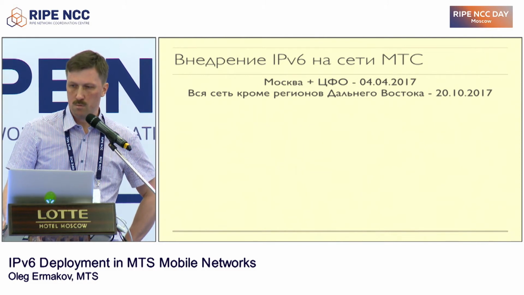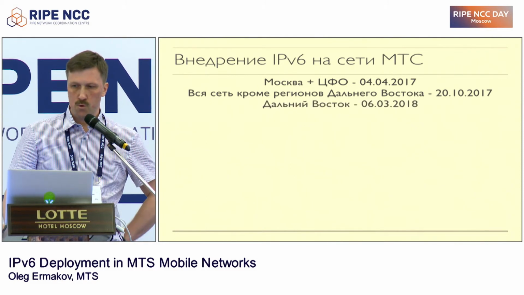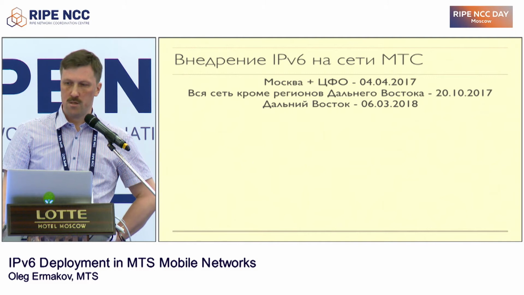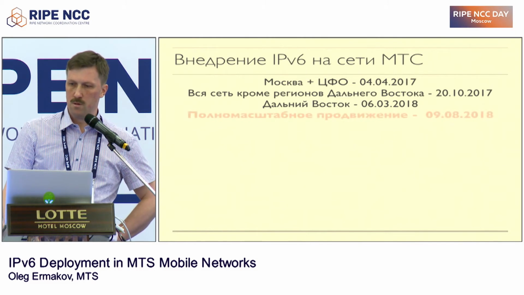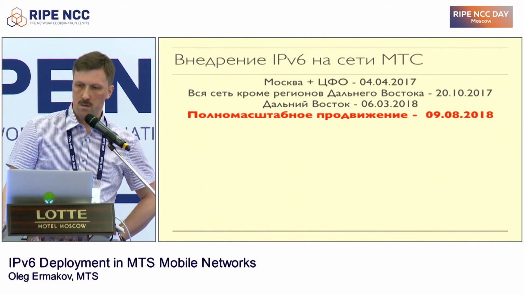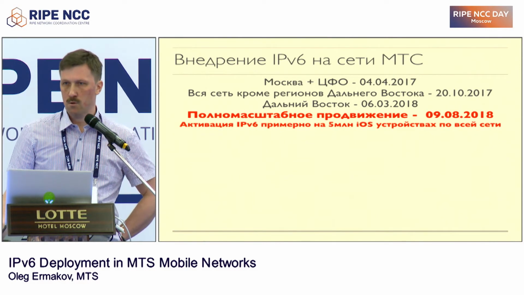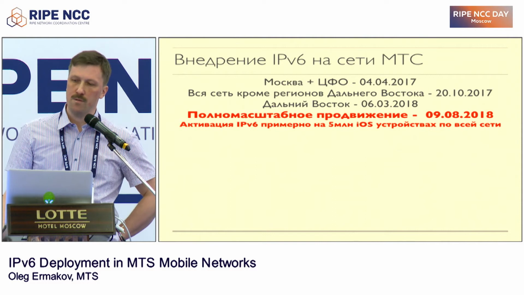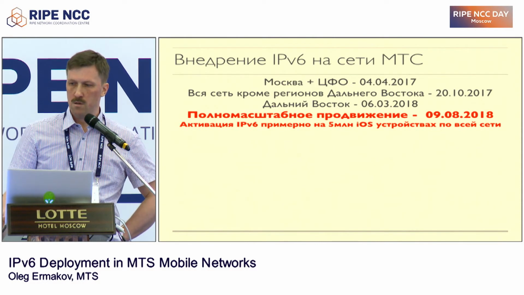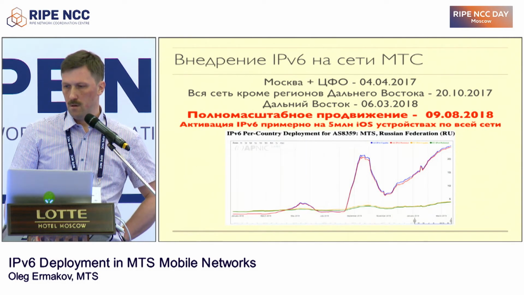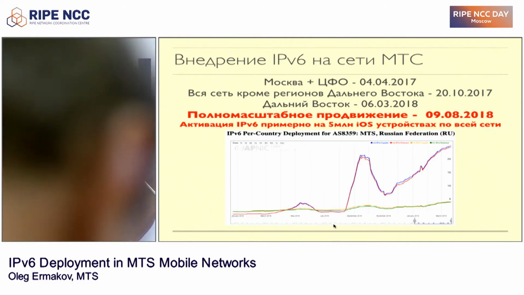IPv6: Moscow, April 2017, most of the regions in the Far East, October 2017. In March 2018, we covered all of the Far East and activated IPv6 for about 5 million devices. Most of them were iPhones and iPads. It happened on the 9th of August last year.